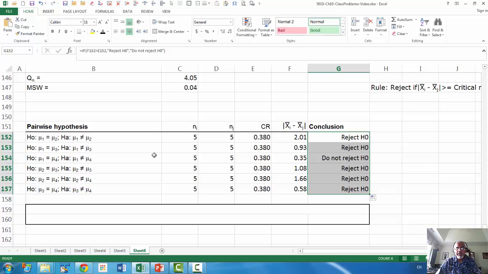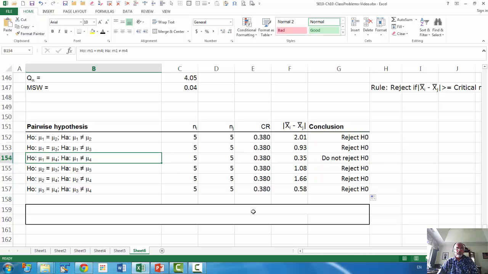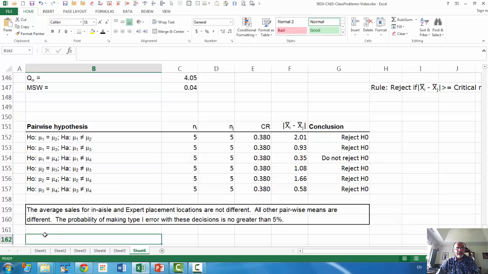Okay, so now you see that except for the pair 1 and 4, all other pairs are different. So this is the only one that is not significantly different. So the average sales for in aisle and expert placement, that's your 1 in aisle, 4 is expert placement locations, are not different. All other pairwise mean comparisons are different. The probability of making type 1 error in these cases, when you take all of these different hypotheses together, is no greater than 5%. So that's what the Tukey Kramer procedure validates for us. The probability of type 1 error will not be more than 5%.